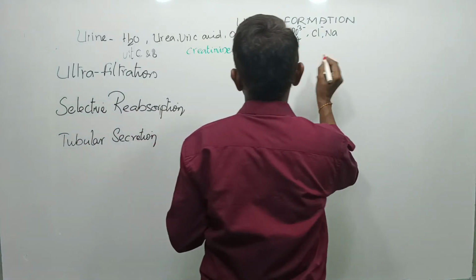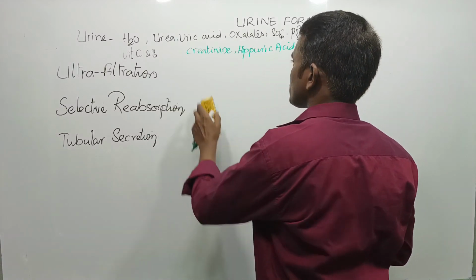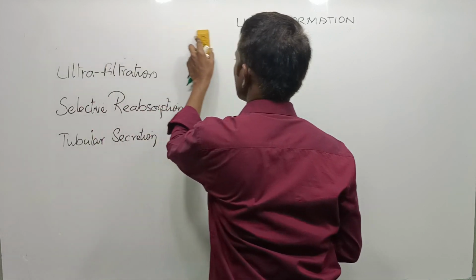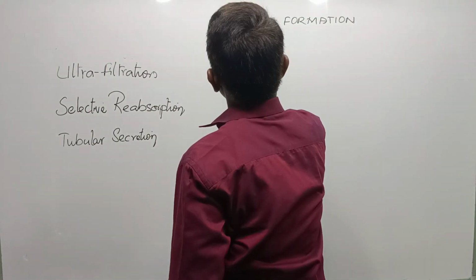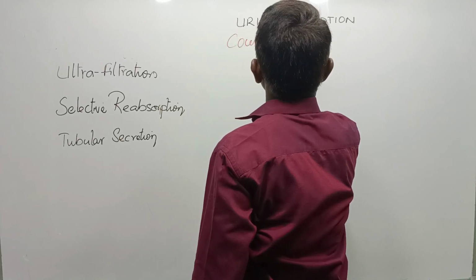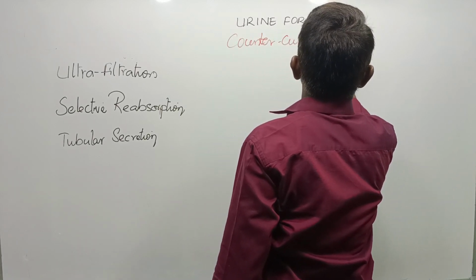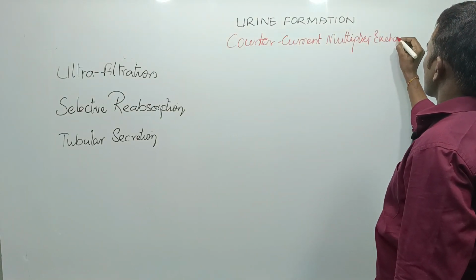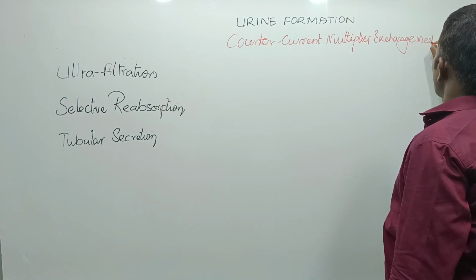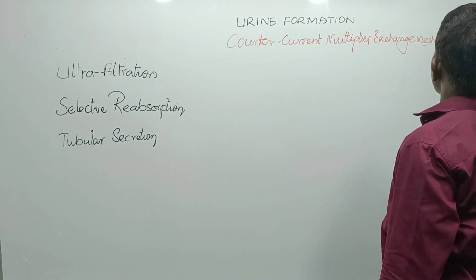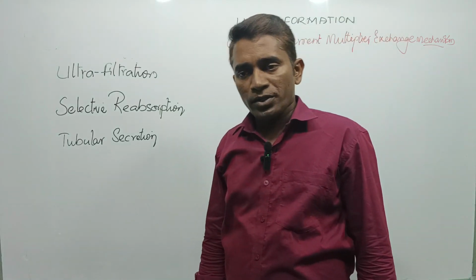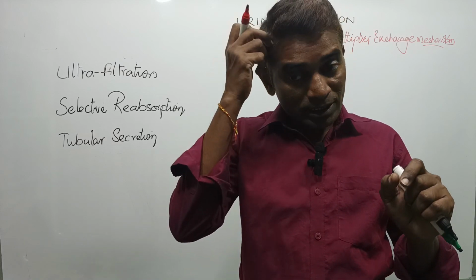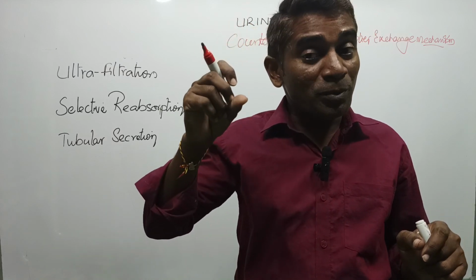Right. The urine formation is by means of the counter current multiplier mechanism. Urine formation by counter current multiplier exchange mechanism. Yes. The urine formation has been divided into three stages: ultrafiltration, selective reabsorption, and tubular secretion.